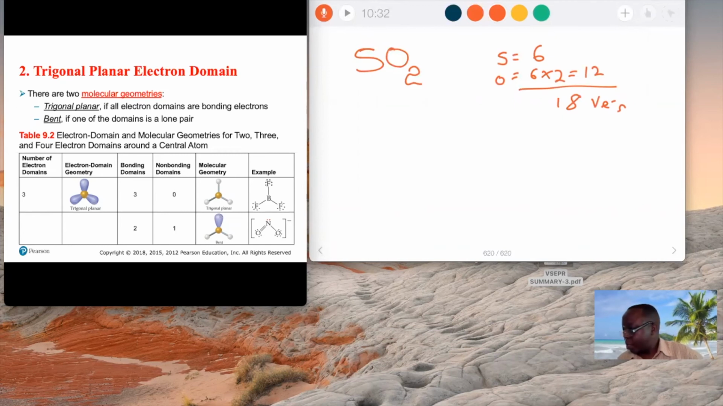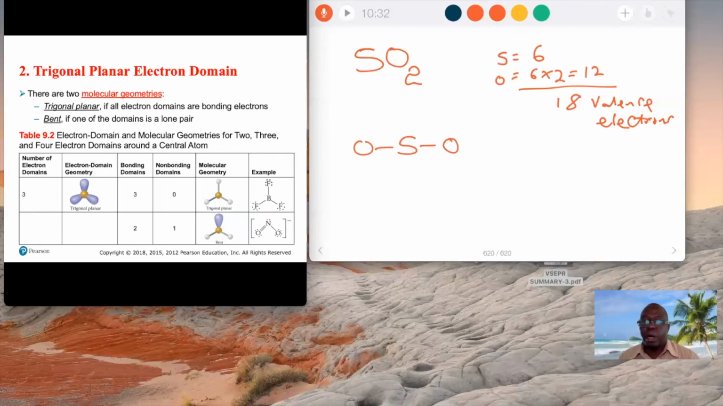This stands for valence electrons, so that you understand. So this is bonded to 2 oxygens. External atoms take first priority. So I have this, I have that. I've used 12, so 6 remain. And then of course we make a double bond using either one of the oxygens. So this is of this type.